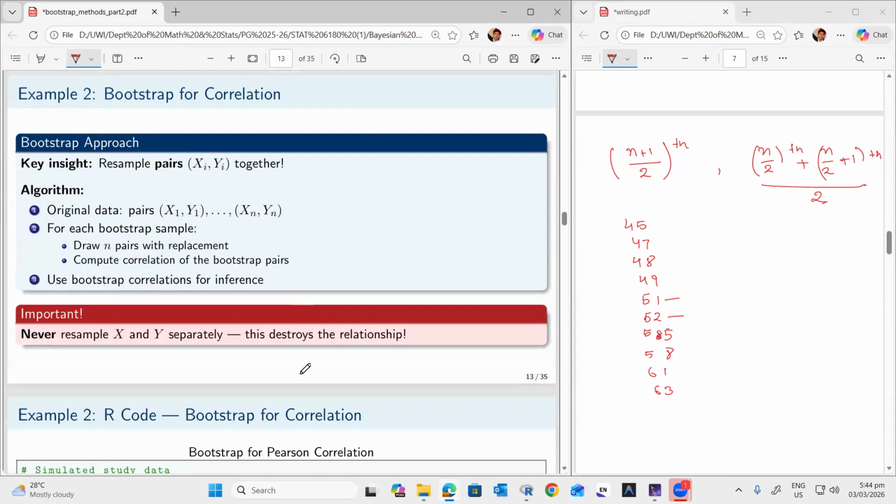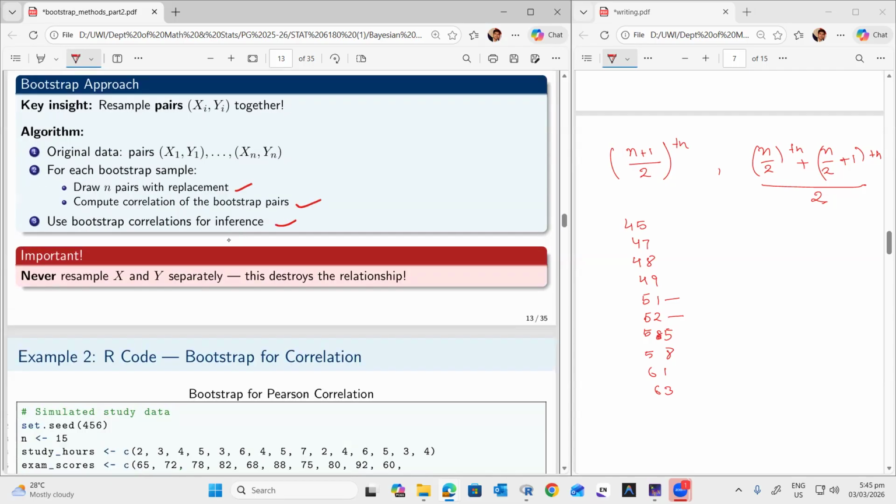So here we will resample the pairs xi and yi together. The original data pairs are x1, y1, x2, y2 up to xn, yn. For each bootstrap sample, we draw n samples with replacement and compute the correlation of the bootstrap pairs again, and use the bootstrap correlation for the inference.